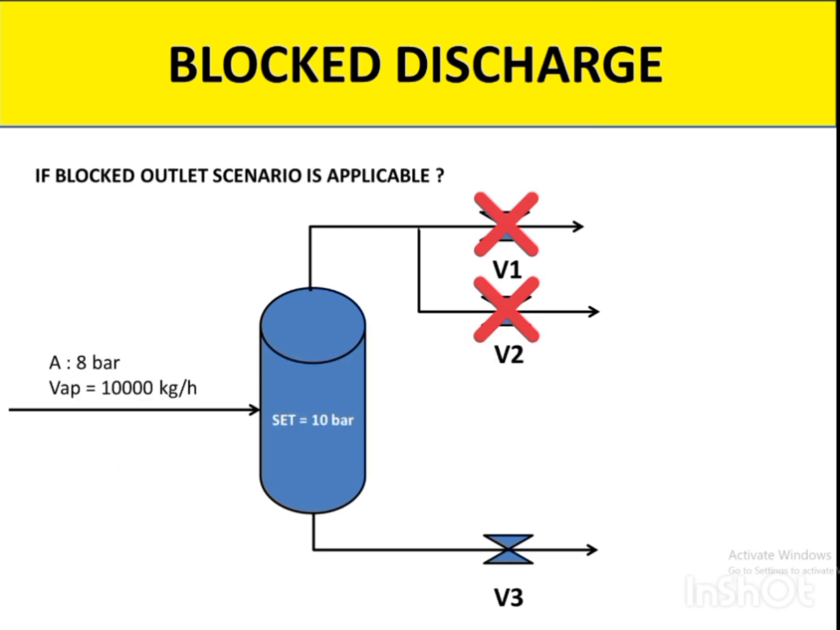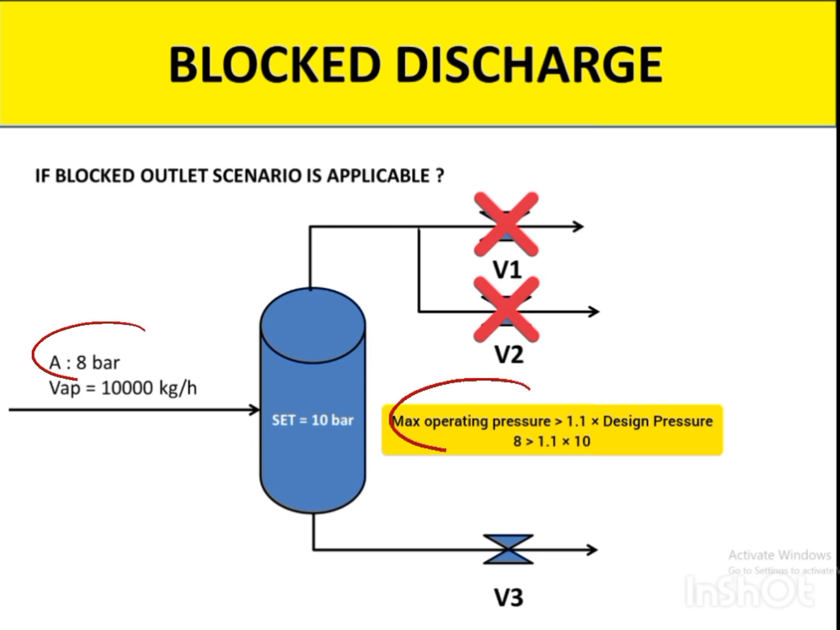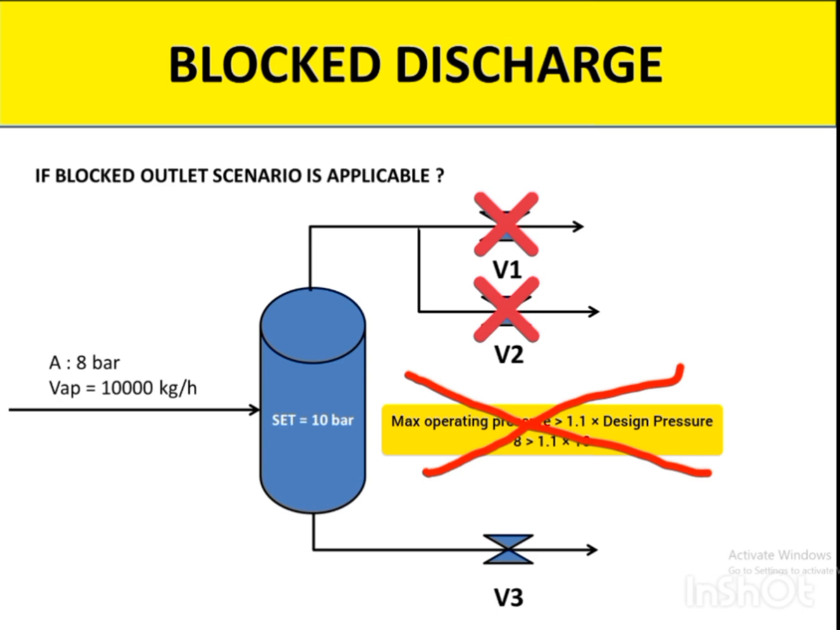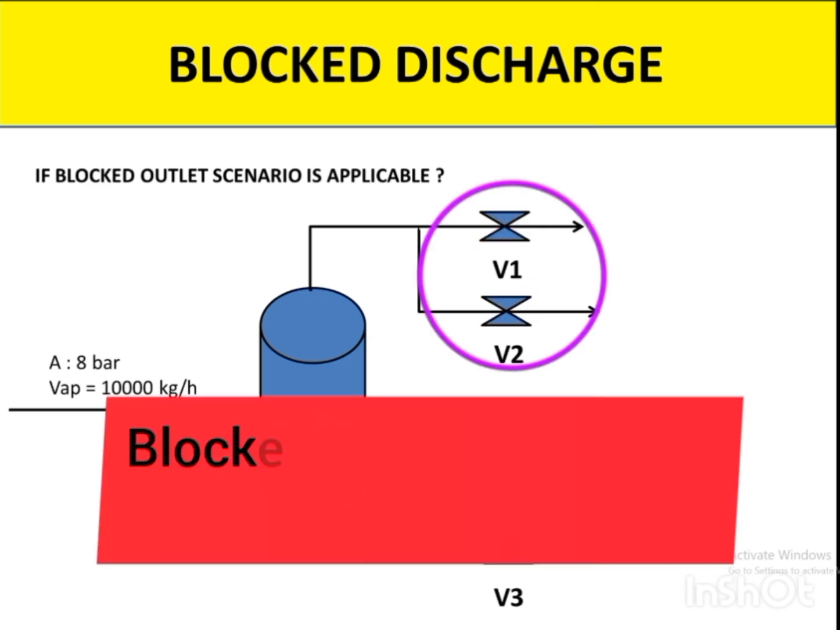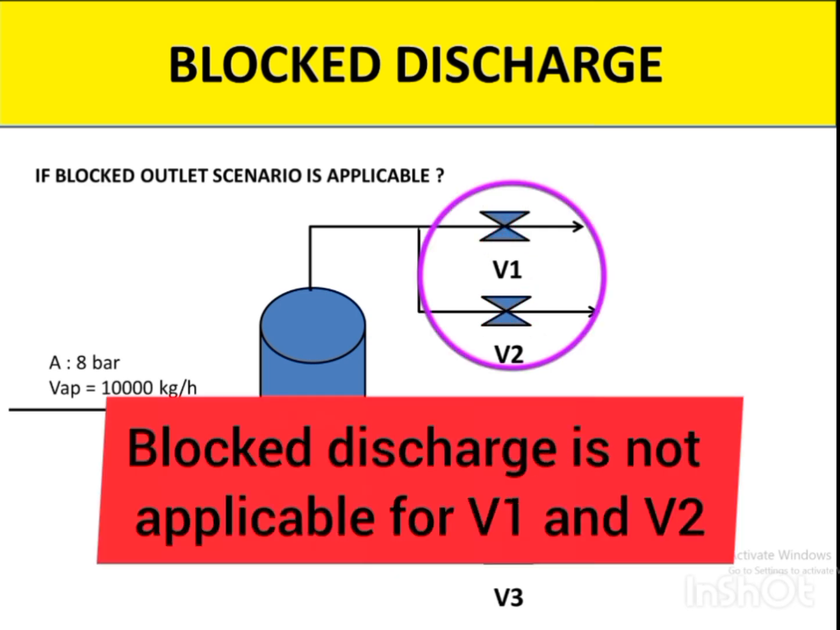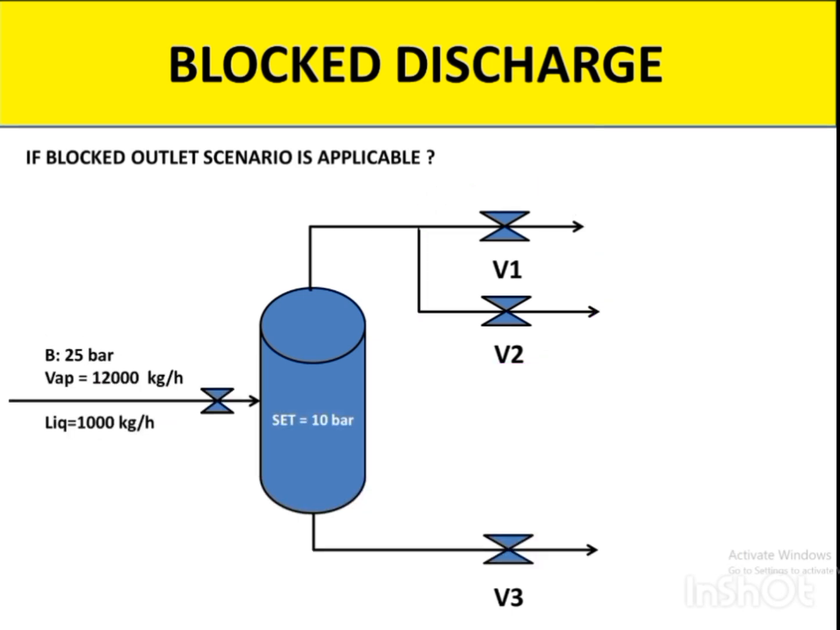If we get back to our inequality, which states that the maximum operating pressure, which is 8 bar, should be bigger than 1.1 times the design pressure of the vessel, which is 10 bar, this inequality is not satisfied. So according to this simple formula, it is not applicable to install a PSV for the vapor outlet for valve 1 or valve 2. So the block outlet is not applicable in this case. Let's jump into the next slide.